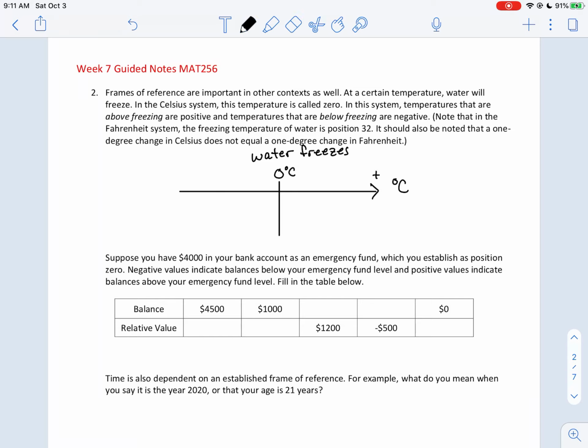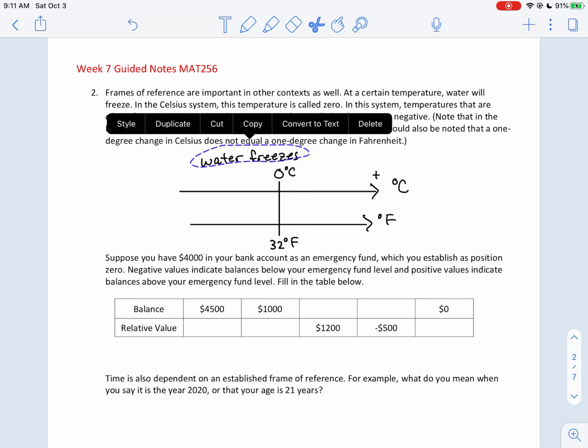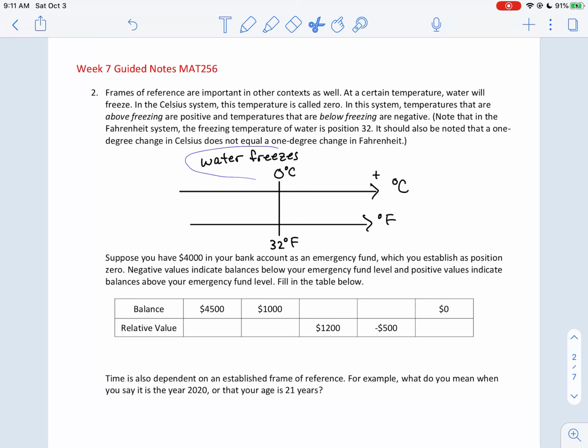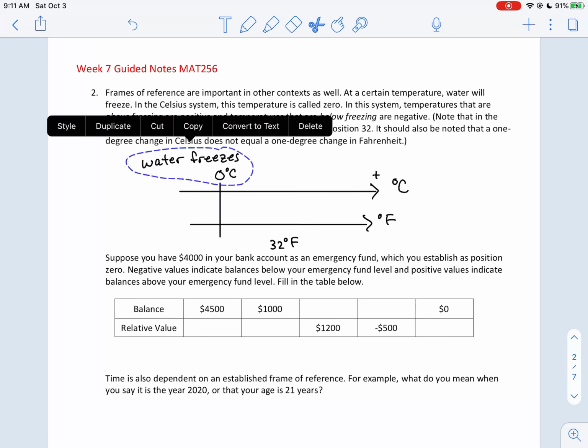Now, of course, if we're in the Fahrenheit system, the temperature at which water freezes in Fahrenheit is a different number. It's 32 degrees Fahrenheit. And just curious, do we know the temperatures at which water boils given these two systems? Let's move all that over here a little bit.